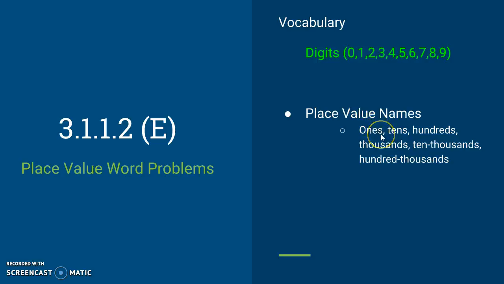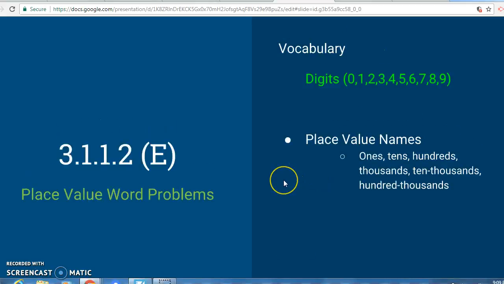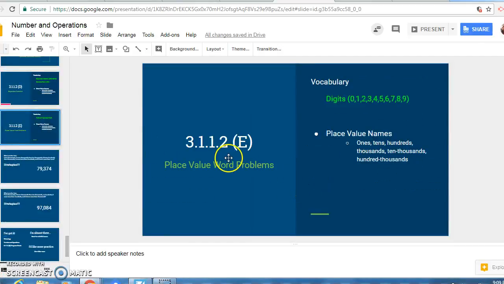Place value names, you have to keep memorizing these: ones, tens, hundreds, thousands, 10,000s, and hundred thousands, which we will actually only work up to 10,000s today. So let's get started with this. Get your whiteboard out, get your whiteboard marker out, all that stuff.